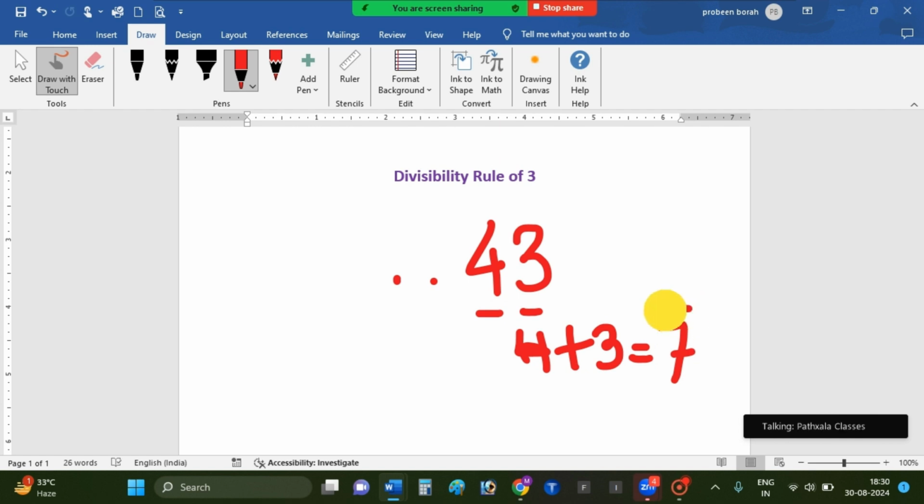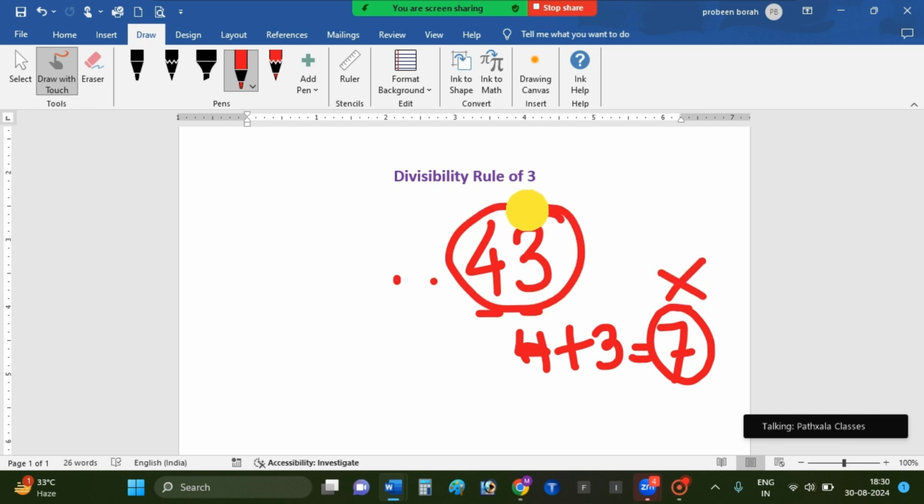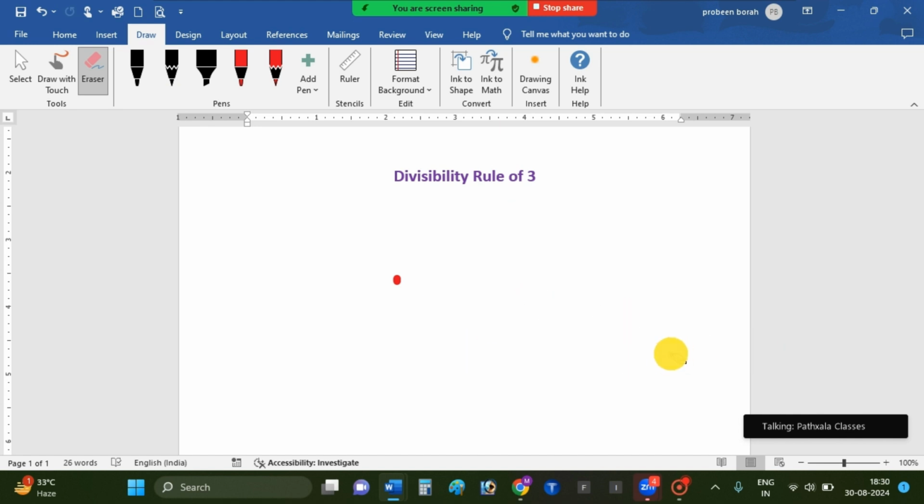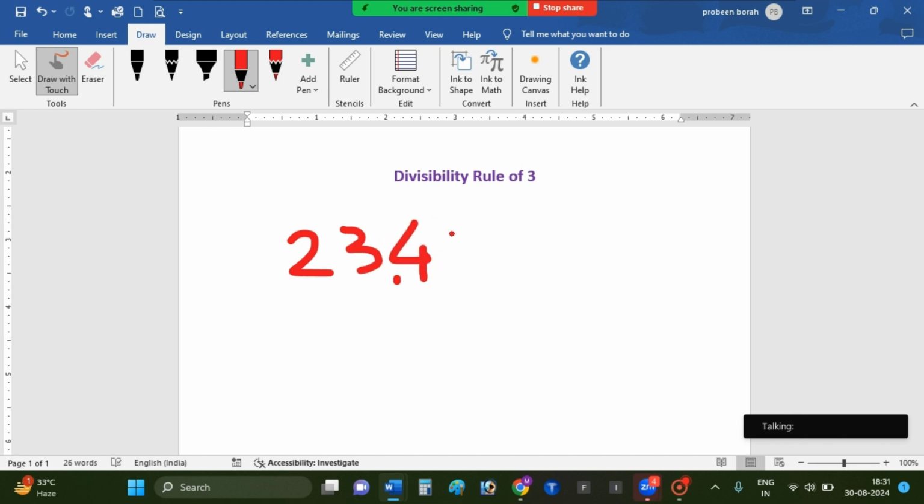If you know that 3 table, 3 times 1 is 3, 3 twos are 6, 3 threes are 9. So 7 is not divisible by 3, right? Hence 43 is not divisible by 3. Okay, and so on and so forth. You can take any larger number. Let us take another large number, say 2343.